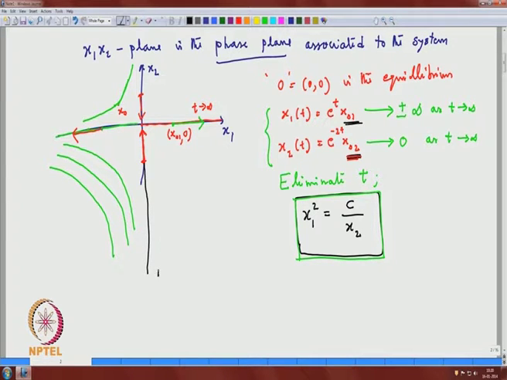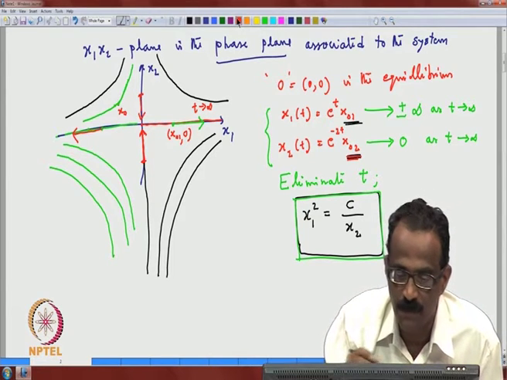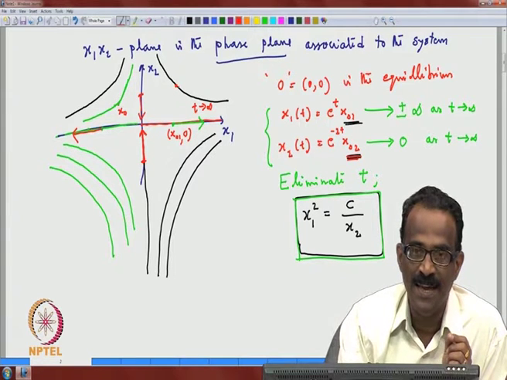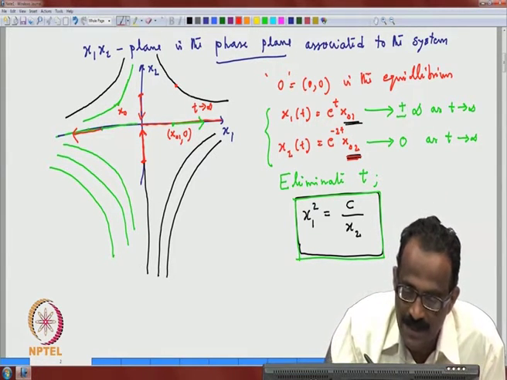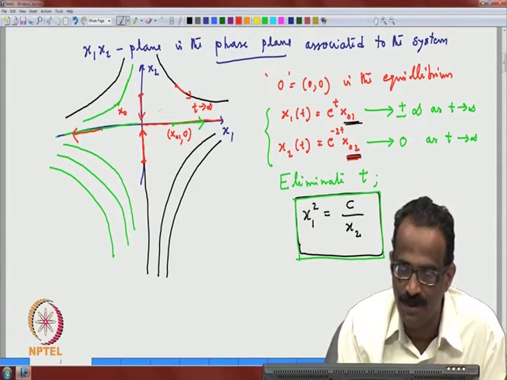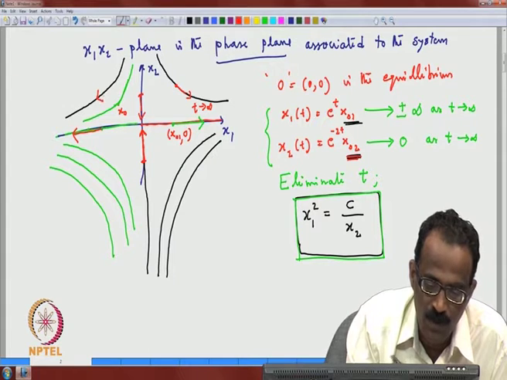So, you have your trajectories like this. The only thing is in which direction the motion goes. For example, if you start from here, as you know the x 1 coordinate goes to infinity and the x 2 coordinate goes to 0 as t tends to infinity, it moves along this direction, because the x 2 component is going to 0 and the x 1 component is going to infinity. So, it will move in this direction.